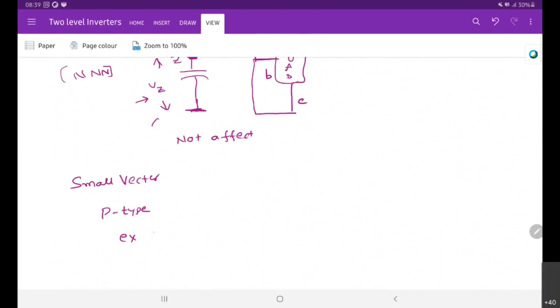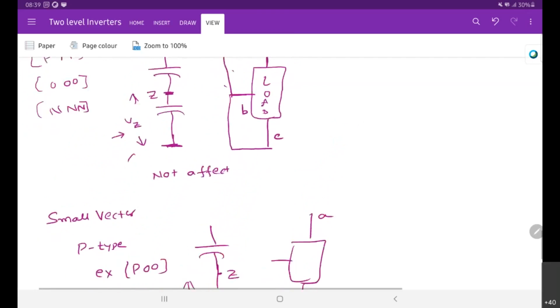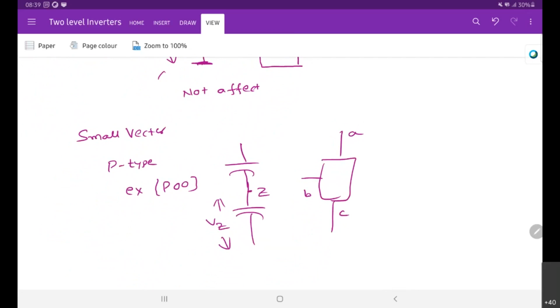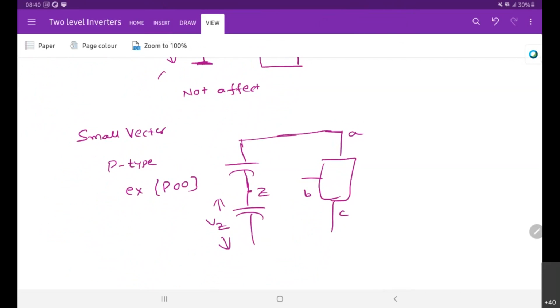For example, P00. We have this load here, and these DC sources, with the neutral point Z and this is VZ. This is A, this is B, and this is C. How is P00 connected to the load? A is connected to this positive, and B is connected here.